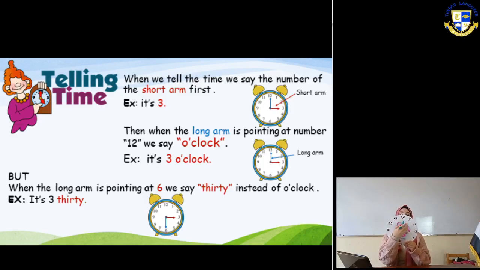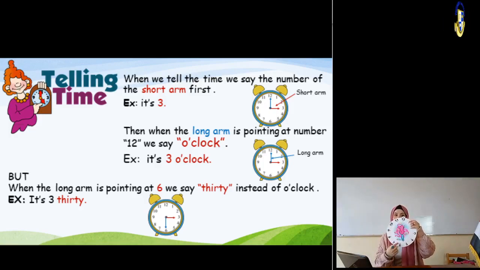2 o'clock to 2:30. So I look at the short arm first. Look at the short arm first. Again, let's make it like this. It's 5 what? Up, o'clock. When it's up at 12, we say o'clock. Like this, 5 what? 30. Okay, like this, it's 12:30.